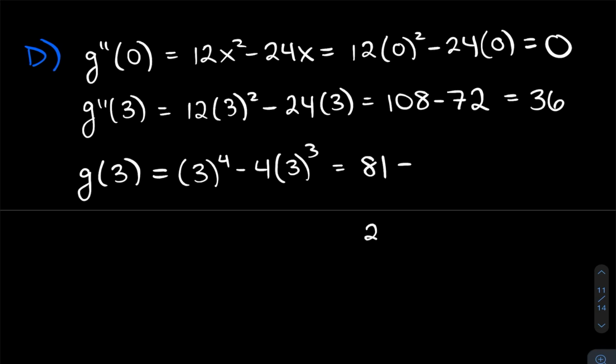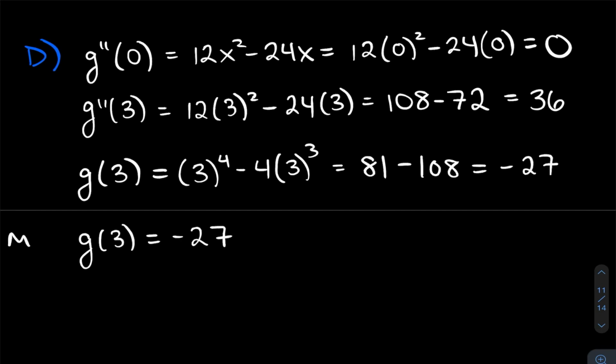Okay? And then 27 times 4, we'll do that out real quick. It's going to be 28 there. Then you get a 108. Doing this subtraction, you're going to get negative 27. Okay? Cool. And that right there is your min. So you can say that g of 3 equals negative 27 is a min.